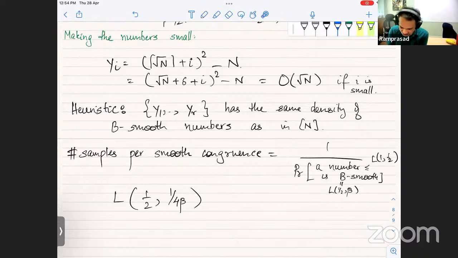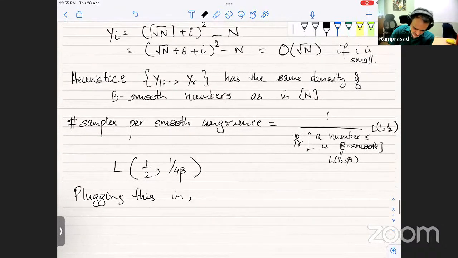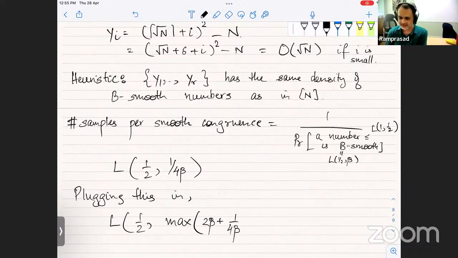Just because of the fact that there is this extra half that is here, and that half will tag along in this sample complexity. Okay, so that's what this becomes. So plugging this in, what do we end up getting? We end up getting something like L of half comma max of 2 beta plus 1 by 4 beta, as opposed to 1 by 2 beta last time, comma, now throwing in this Lanczos, Wiedemann sort of stuff, etc. This is a 2 beta.